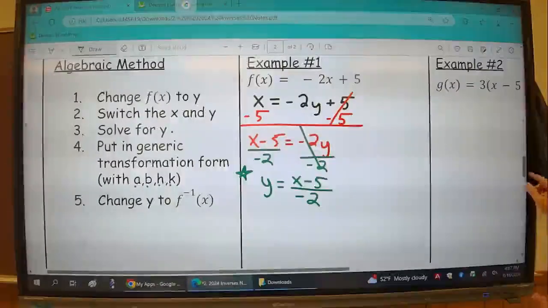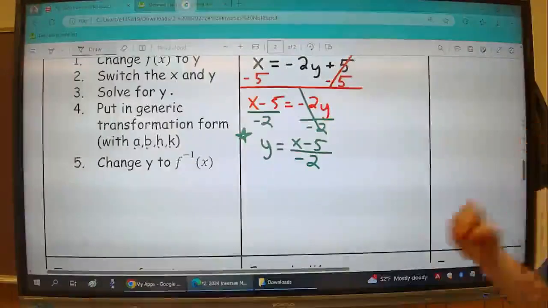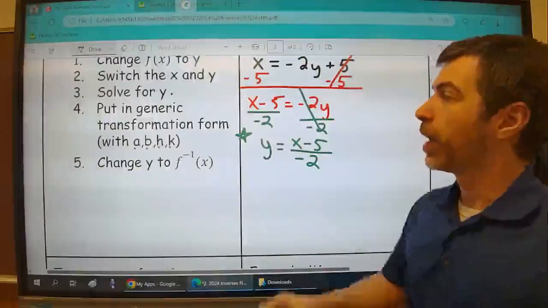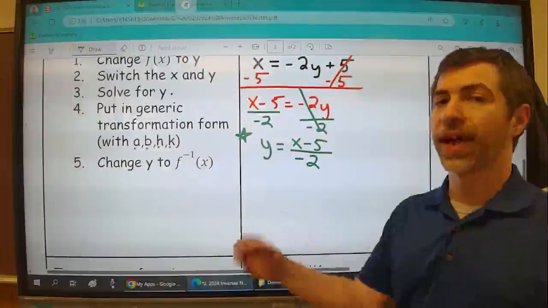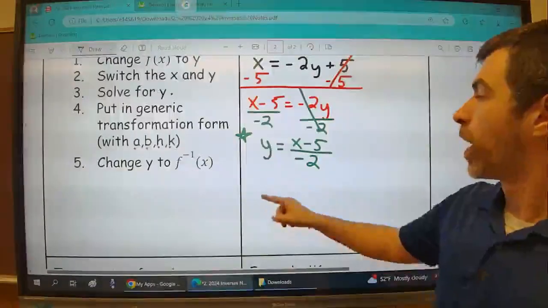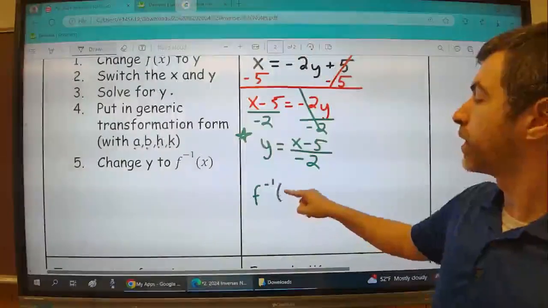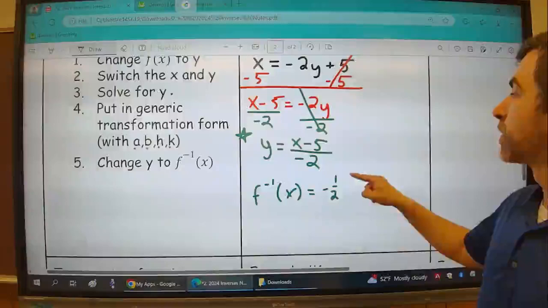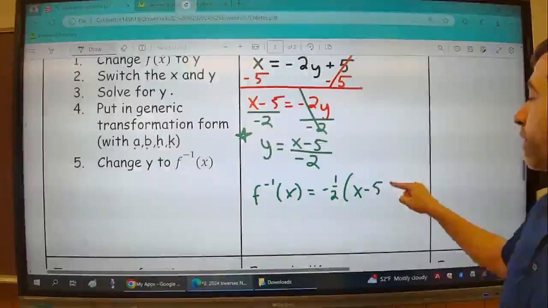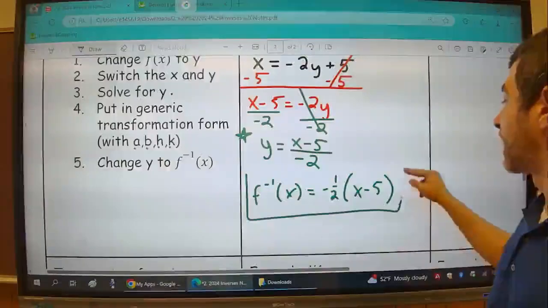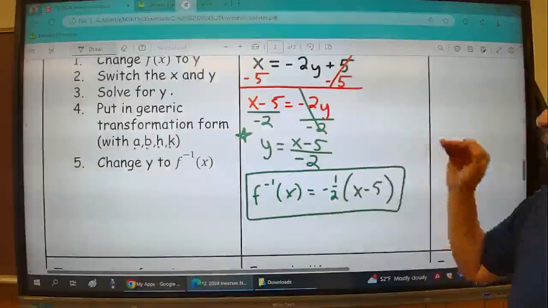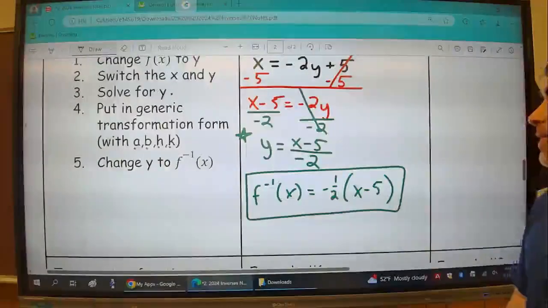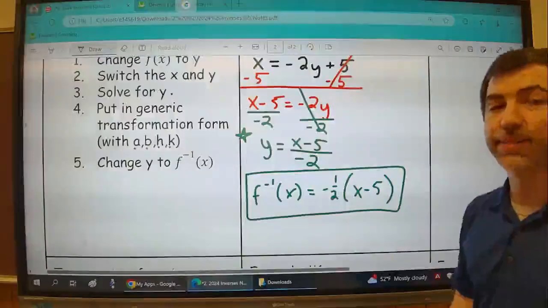We don't divide when we do transformations. We've always multiplied by the reciprocal. So don't divide by negative 2. Multiply by negative 1/2. y becomes f inverse of x. And this becomes negative 1/2 times x minus 5. And this is your advanced answer. That is the correct AP pre-calculus answer. The f inverse of x is negative 1/2 times x minus 5.